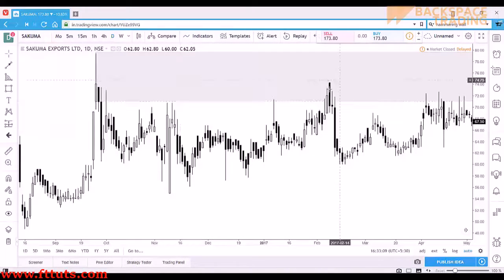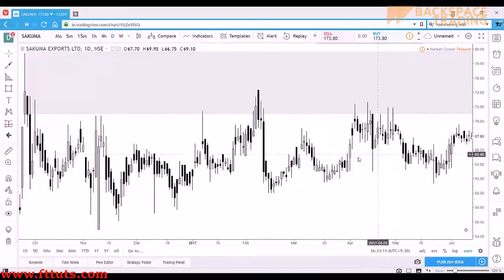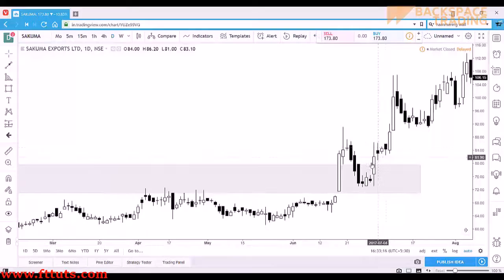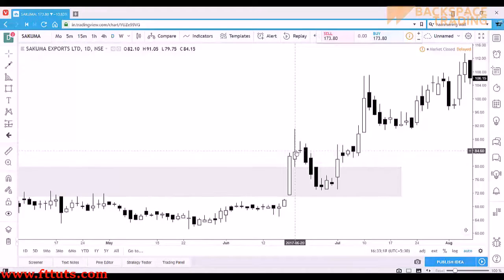Tested once, twice, 3, 4, 5. This went up. I bought around 85 or something. Okay, but price came down a little bit. This is the change in polarity that happened. I added a little bit more inside this zone. I purchased it here, added some more over here. My average was around 78.